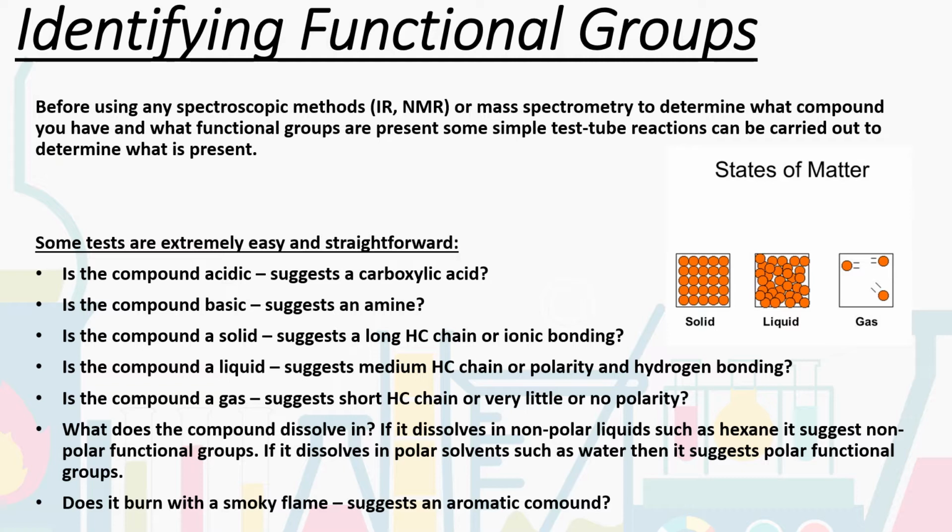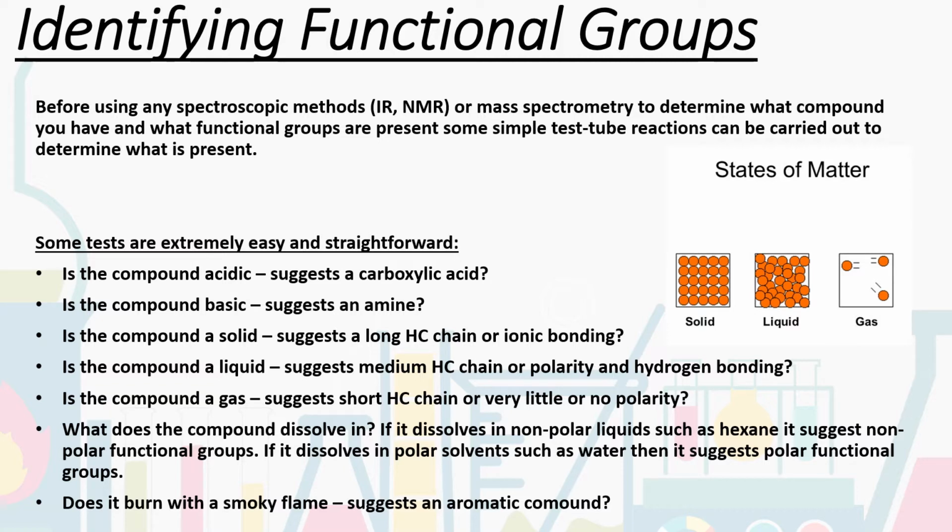Some of the tests are really easy and straightforward. If the compound shows acidity, this might suggest that we have a carboxylic acid. If the compound shows basic properties, and we can test this by reacting them with acids and bases respectively, that might suggest an amine group. If the compound is a solid, that suggests that we may have a really long hydrocarbon chain, a very high molecular mass molecule, so we have lots and lots of van der Waals forces, or it could be that we have an ionically bonded compound, or very strong bonding between ions.